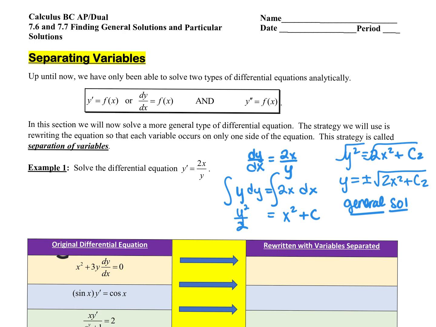So that's how separation of variables works. Sometimes the hardest part is the actual separating of the variables, the very first step. So let's practice a little bit of that.